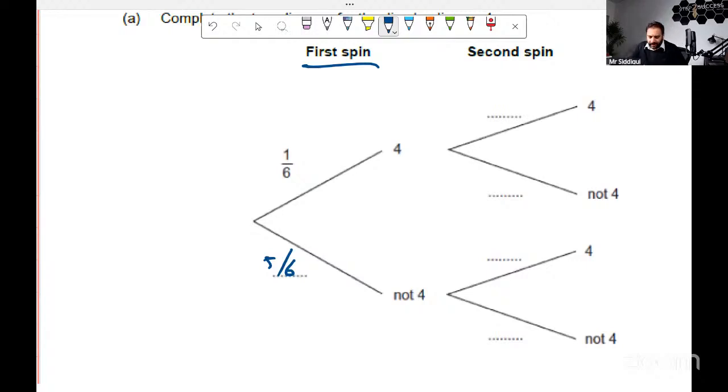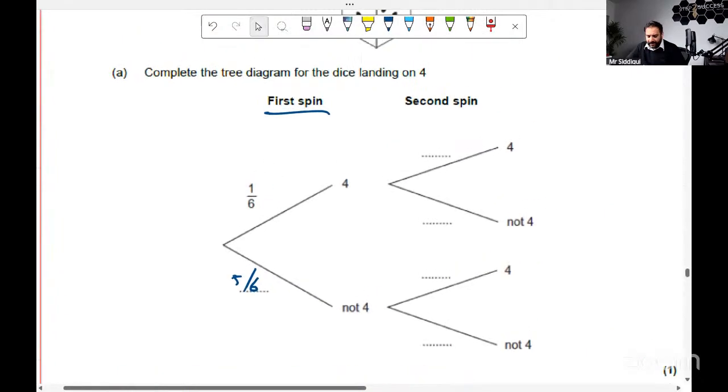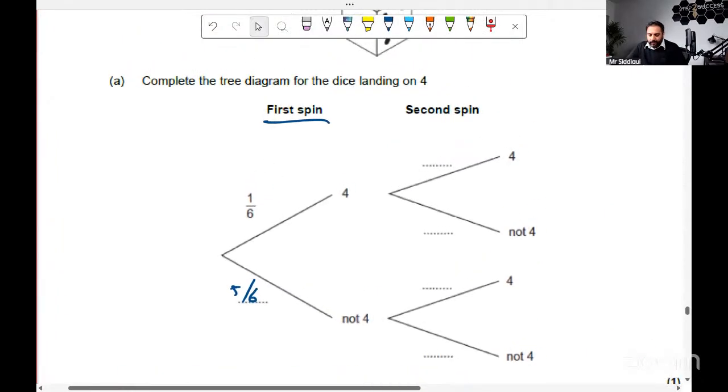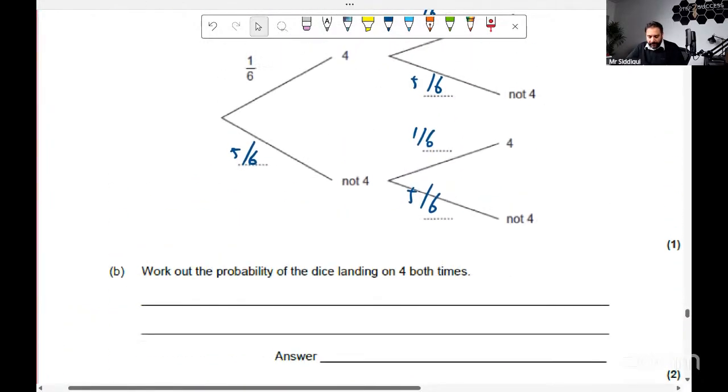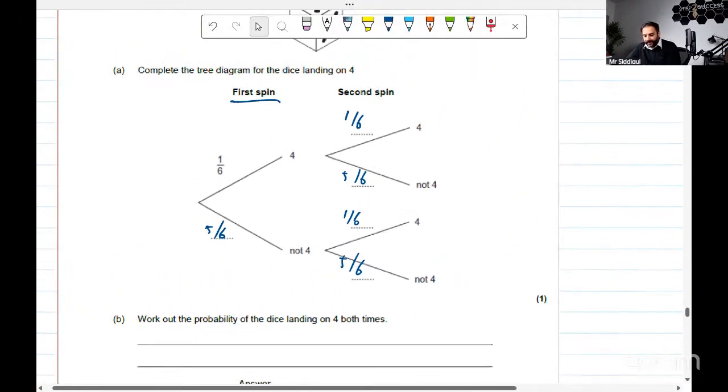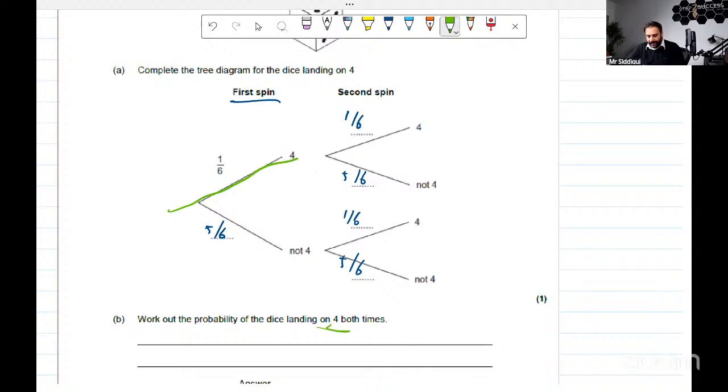Question 6 and 10. Okay, I'll come back to that afterwards. And then when we do it all again, it's the same, right? Nothing has changed. So it's 1 out of 6 and 5 out of 6, 1 out of 6 and 5 out of 6. Okay. What's the probability of the dice landing on 4 both times? So once you've done your tree diagram correctly, you just need to follow the path. So landing on 4 both times is that way. And your two probabilities times together. And that's it.